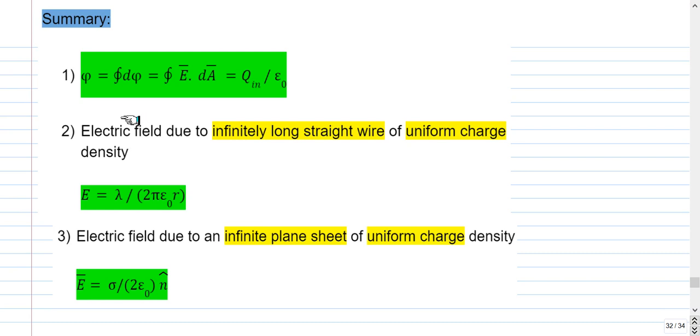To summarize, Gauss law states that the total electric flux coming out of a closed surface, integral E dot dA, is Q in by epsilon naught, where Q in is the total charge present inside the surface. The electric field due to an infinitely long straight wire of uniform linear charge density lambda is lambda by 2 pi epsilon naught r. So the electric field goes as 1 by r. The electric field due to an infinite plane sheet of uniform surface charge density sigma is sigma by 2 epsilon naught times n cap, where n cap is the outward normal.